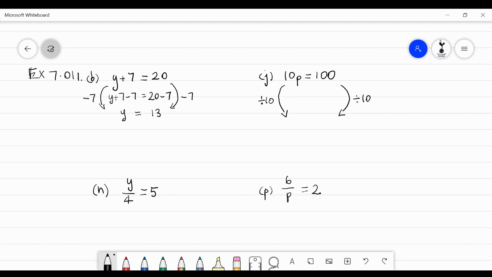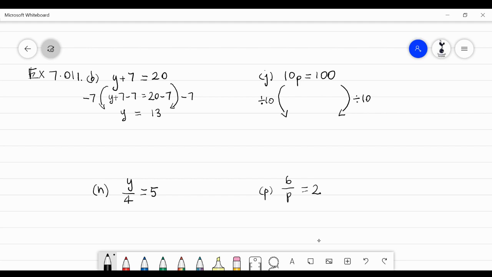It's my preference to set out these questions in this format with these arrows going down each side, just until you're totally comfortable with solving these. I recommend that you do that. It just makes it absolutely clear.